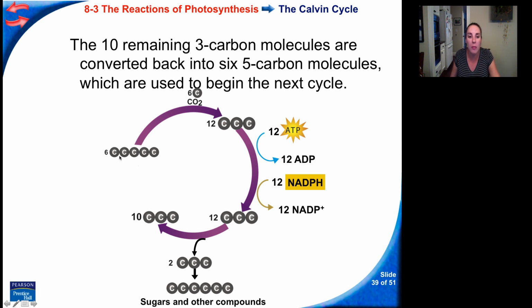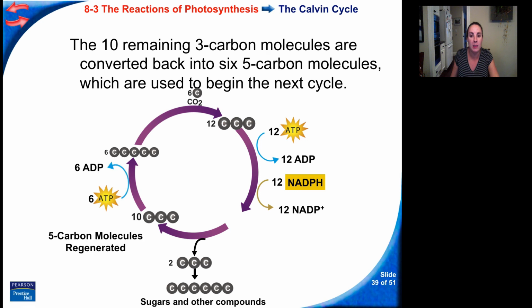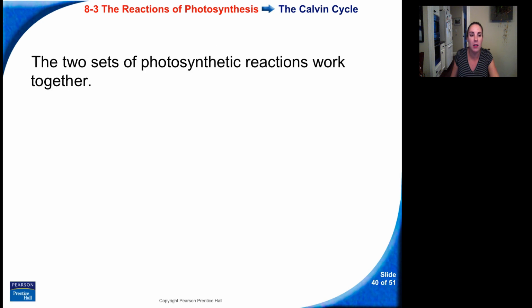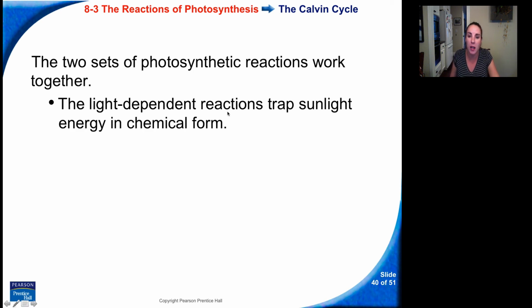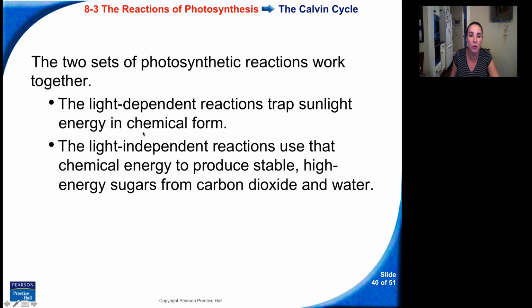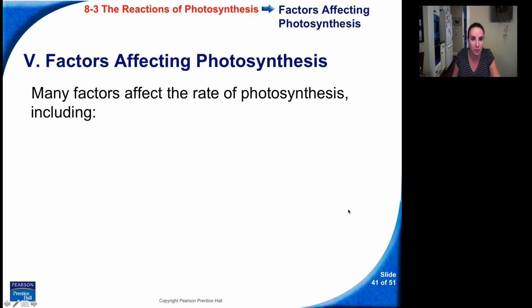So we use the carbon molecules that are in plants normally, plus ATP and NADPH and carbon dioxide to build the sugars needed. The two sets of photosynthetic reactions work together. The light-dependent reactions trap sunlight energy in a chemical form, and the light-independent reactions use that chemical energy to produce stable, high-energy sugars from carbon dioxide and water.